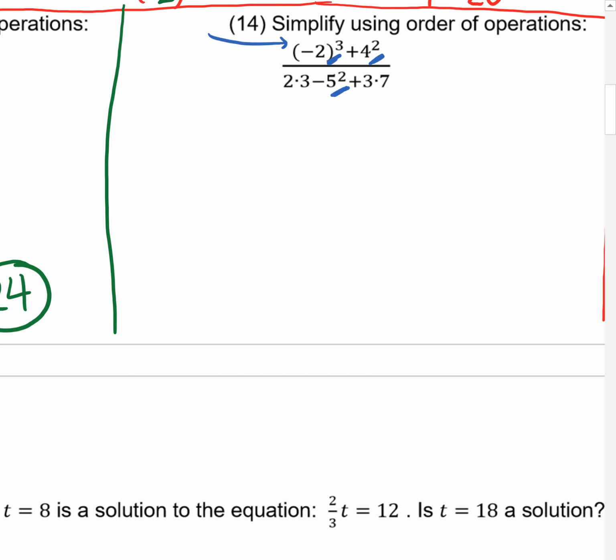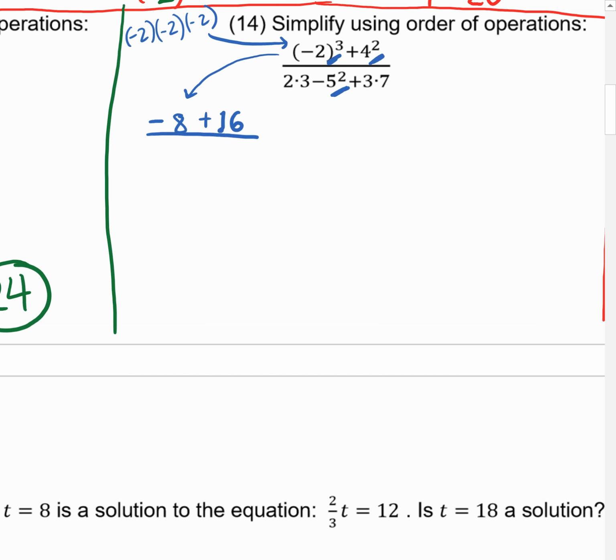The first one, you have negative 2 to the third. Remember, that's negative 2 multiplied by itself 3 times, which would be negative 2 times negative 2 is positive 4. Positive 4 times negative 2 is negative 8. That would actually be what you end up with for the first term, plus, and then 4 to the second power, that's just 4 times 4, which is 16. So the numerator is becoming nice.